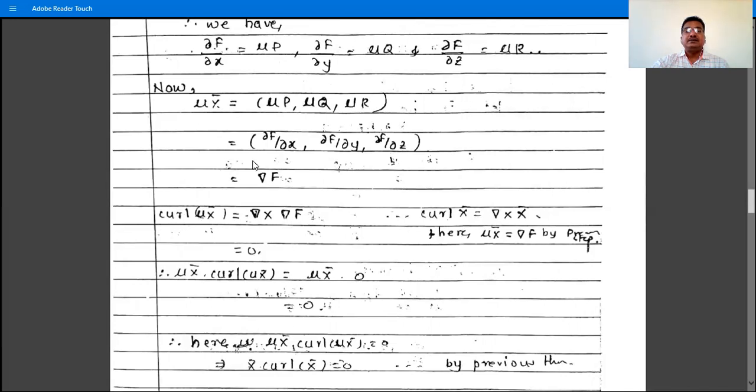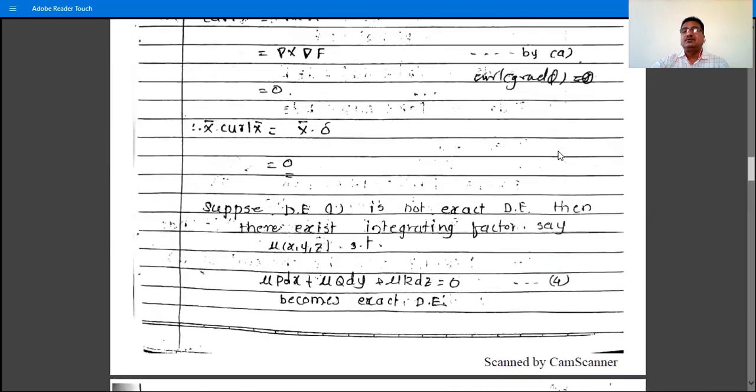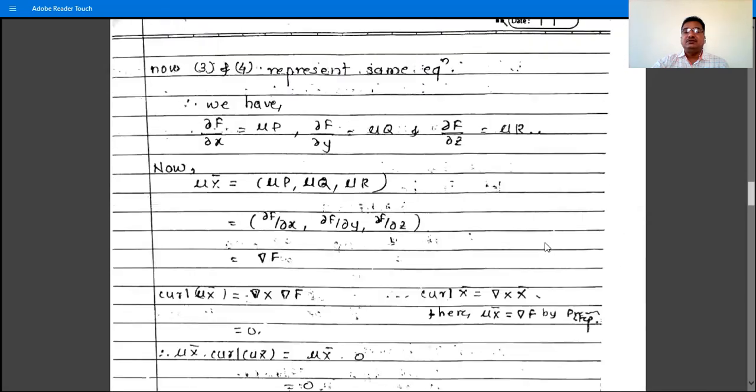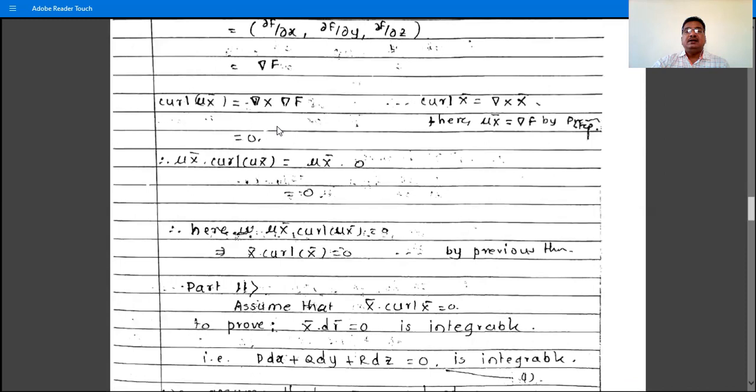Curl μX̄. This is μX̄. Then curl μX̄ is what? ∇ cross ∇f, and ∇ cross ∇f is 0. Curl grad phi is 0. This is curl grad phi is 0. So it is equal to 0.